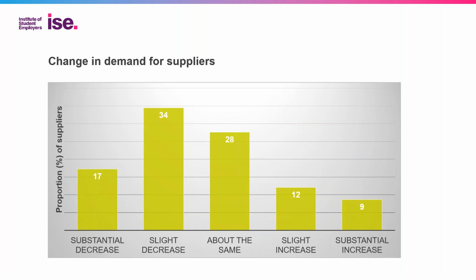Moving on to our supplier survey, we asked suppliers, how's it going for you? Are you finding the demand for your services is going up or down? And the balance, again, was down, but not dramatically so. So suppliers are still trading, they're still able to sell their services to employers and to universities.